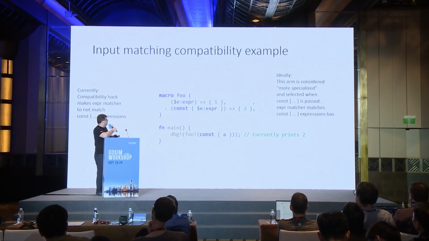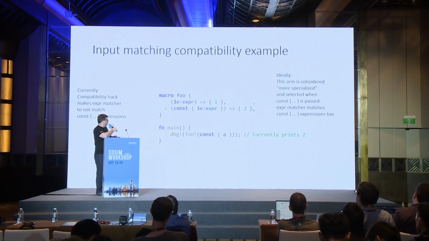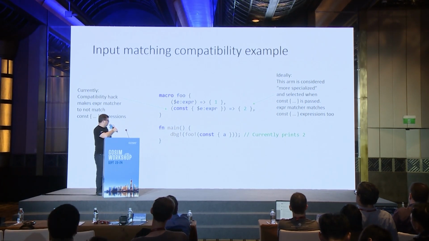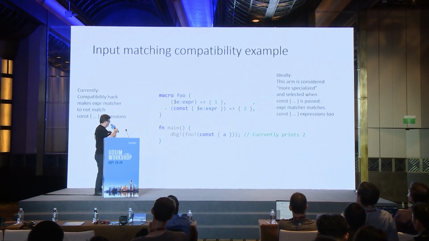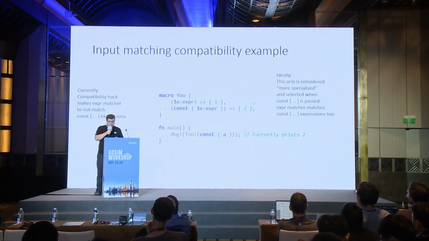In the first arm, we match any expression, and in the second, we match a const expression. So, in theory, if we pass this one, we should maybe match this and this. And right now, the rules are that we're matching the first one, so we should print one, but we actually print two. For backward compatibility, there is a specific hack in the compiler that makes the expr matcher not match a const expression, just for backward compatibility.